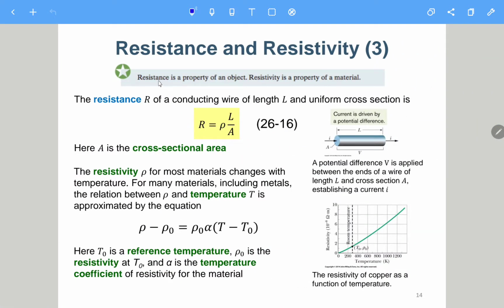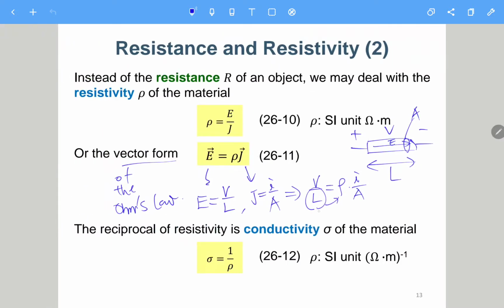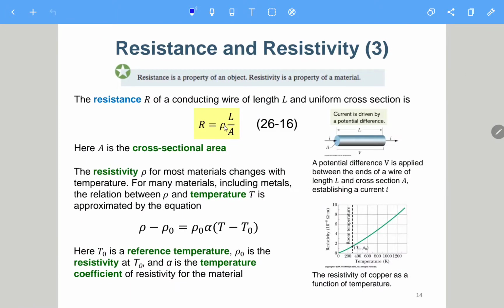Okay, here we talk about the resistance of a cylindrical resistor. We will not talk about other shapes of resistor, only this type. For the resistance R of a conductor wire of length L and uniform cross section, the resistance will be R equals rho L over A, as shown here. If we rearrange this, we get V equals rho L over A times I. Comparing with V equals IR, this one will be R. So we get this expression.